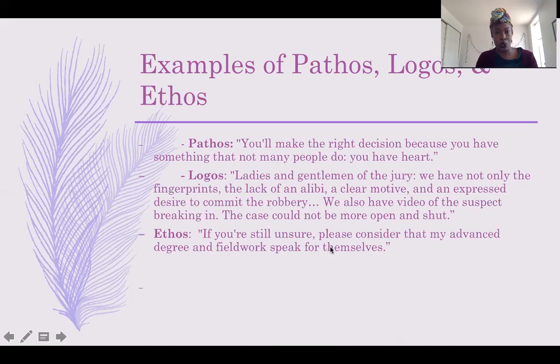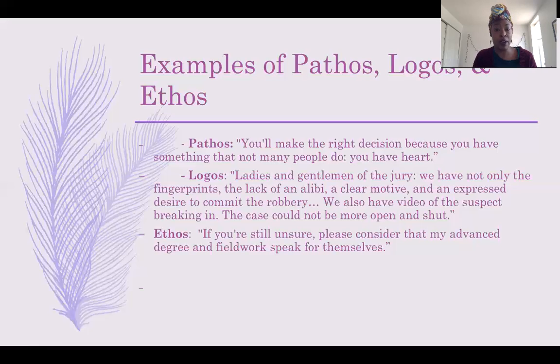All right, logos. So, logic. "So, ladies and gentlemen of the jury, we not only have the fingerprints, the lack of an alibi, a clear motive, and an express desire to commit the robbery. We also have video of the suspect breaking in. This case could not be more open and shut." All right. So they have all of these facts and evidence to support their argument, and they have video. So logically, this person did it, right? We have the receipts right here. So they're using logos in that argument.